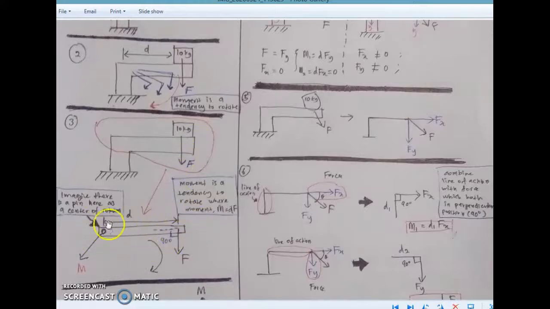So the line of action and the force that tends to rotate are in a perpendicular position, which is 90 degrees. It looks like there is a pin here. The pin acts as the center of the rotation. So moment is a tendency to rotate, where moment M is equal to the distance d, or line of action, multiplied by the force. That is the definition of moment.